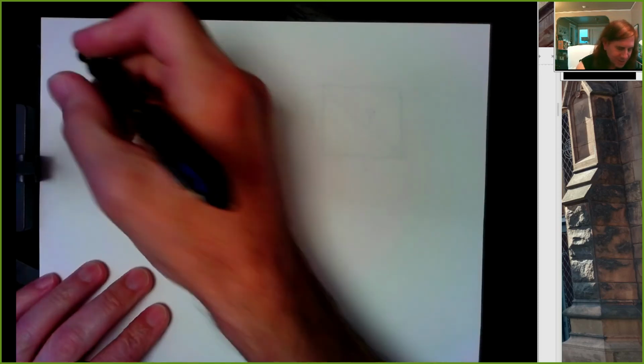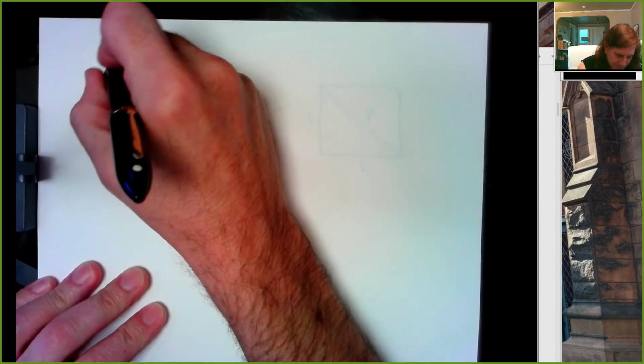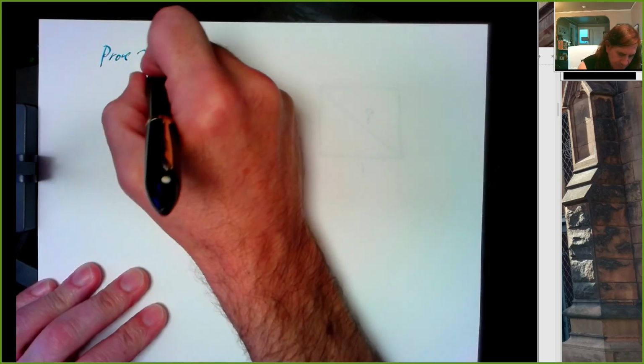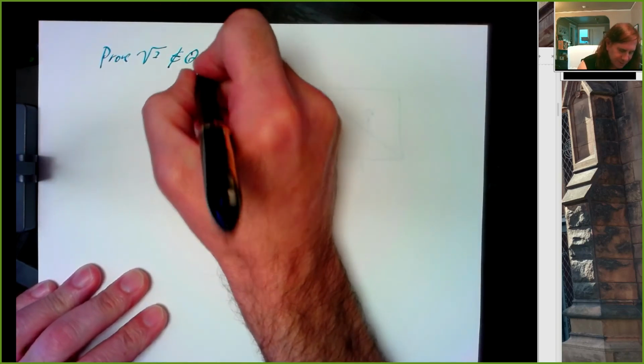All right, so let's prove that the square root of 2 is not a rational number.